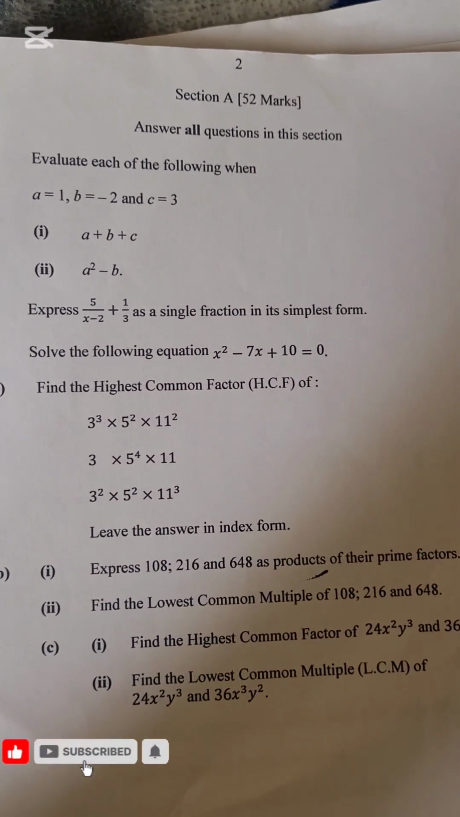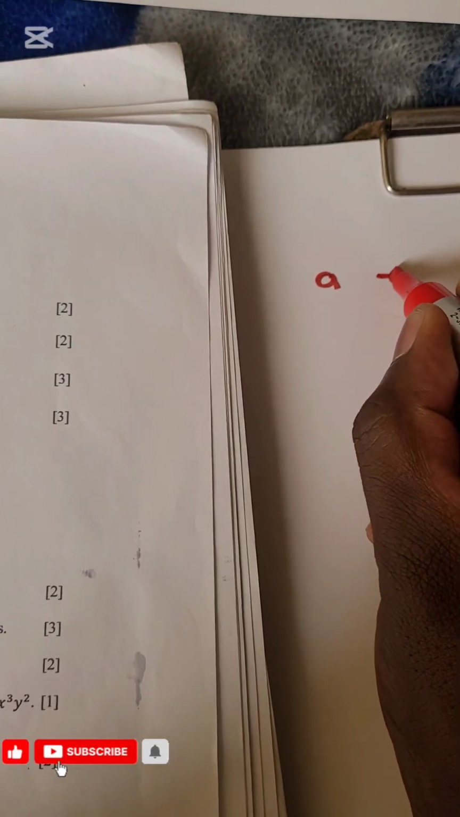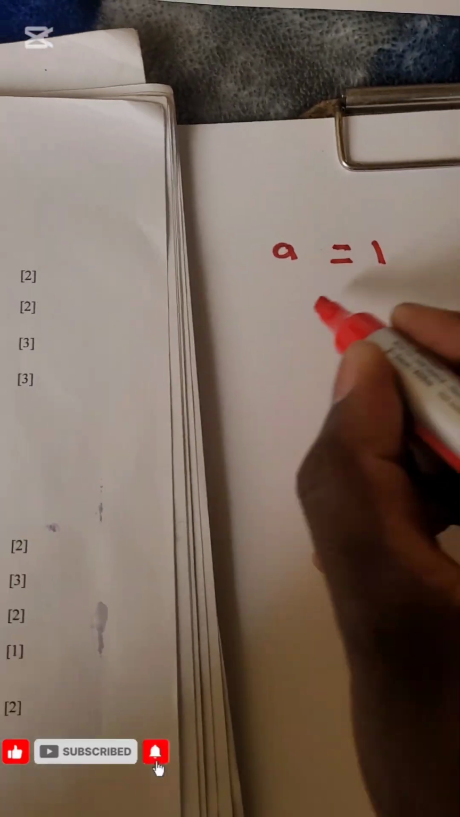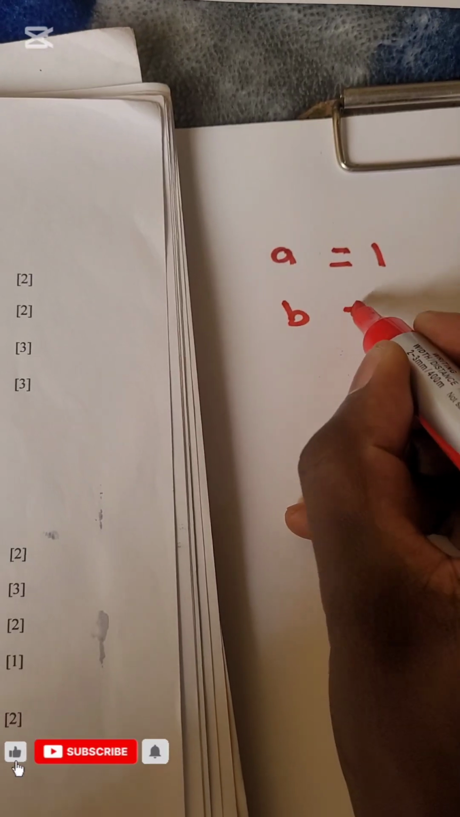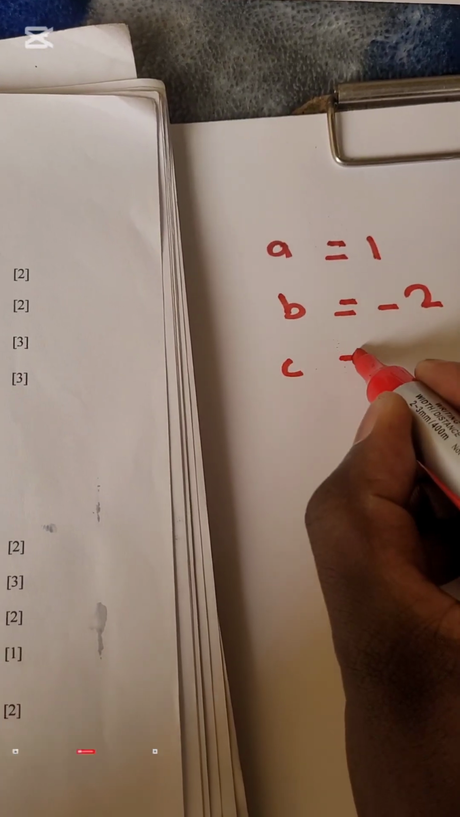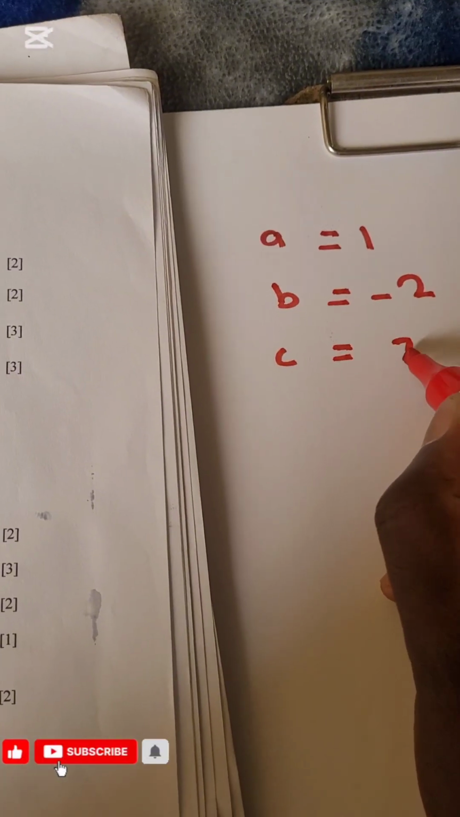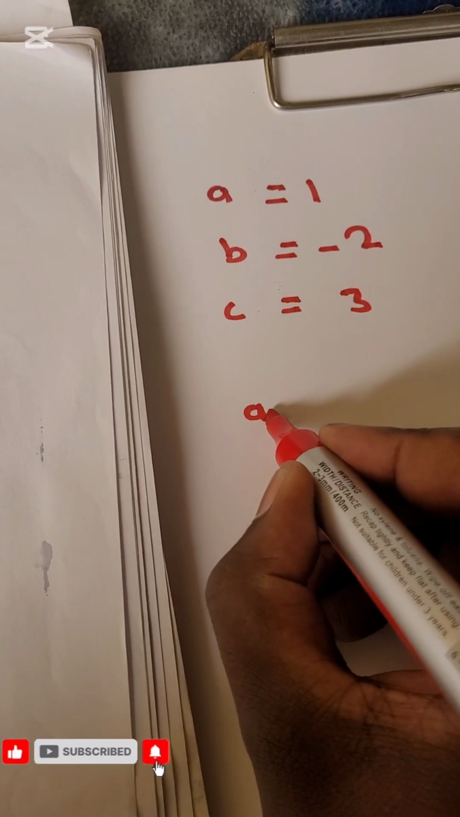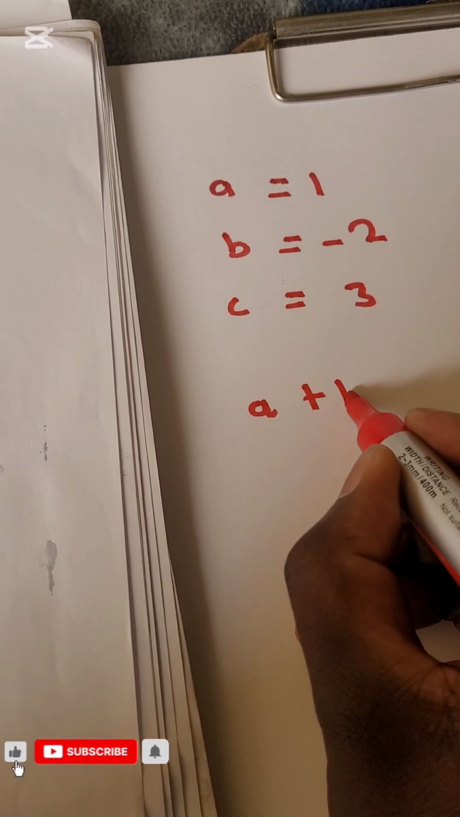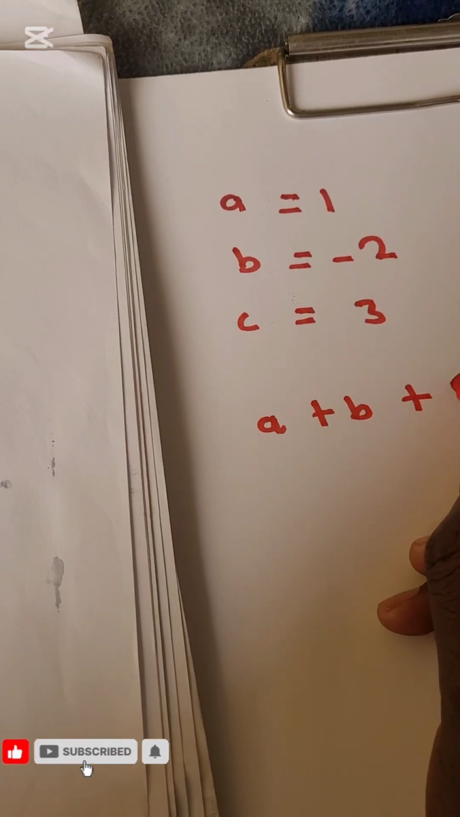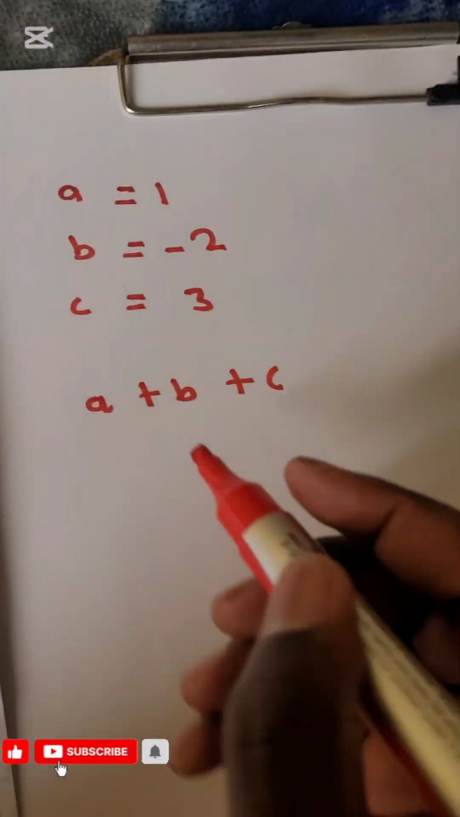So the value of a is equal to 1. The value of b is equal to -2. The value of c is equal to 3. And we are asked to find a plus b plus c. That's our question number 1, which carries 2 marks.